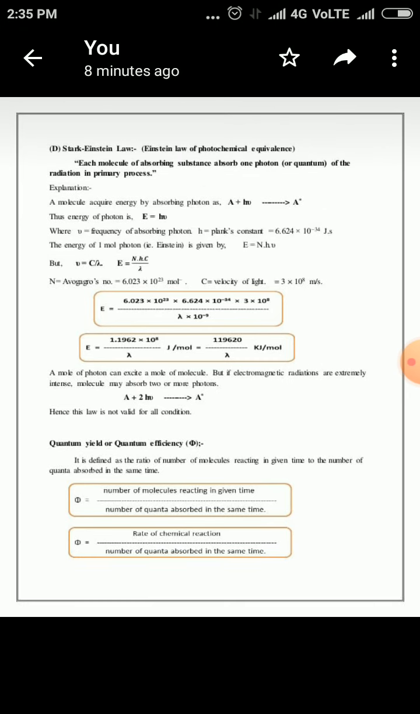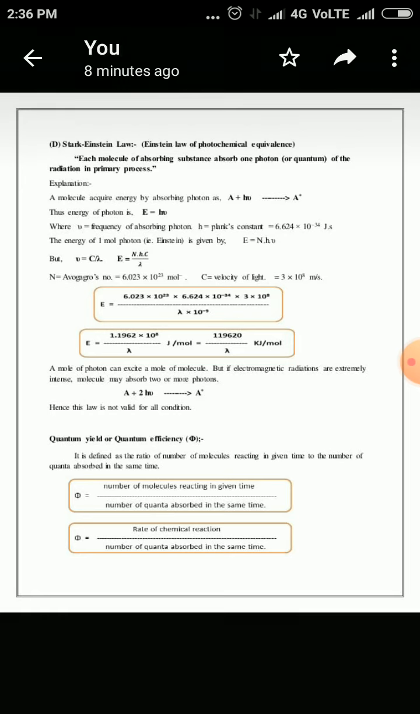A mole of photons can excite a mole of molecules, but if electromagnetic radiation is extremely intense, a molecule may absorb two or more photons, A plus 2 h nu gives A star. Hence this law is not valid for all conditions.